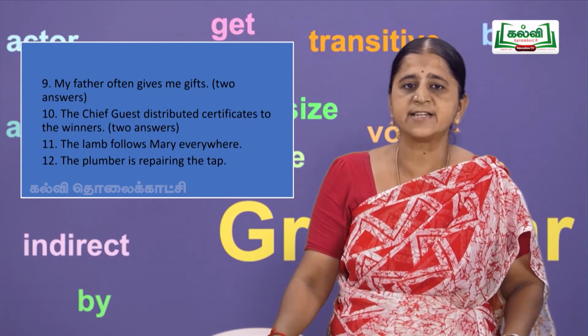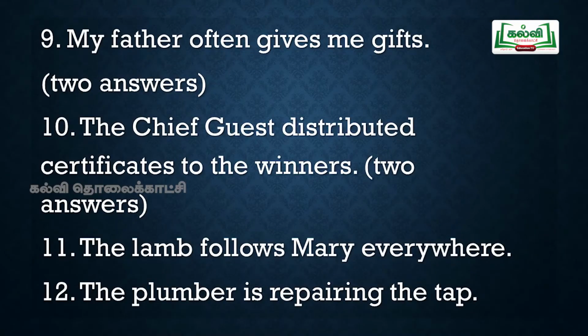Now, look at sentence number 10. The chief guest distributed certificates to the winners. Now, distributed is the verb. So, once again put the question what to the verb. The chief guest distributed what? Answer, certificates. So, certificates is the direct object. The chief guest distributed certificates to whom? The winners. So, the winners is the indirect object. So, again we get two answers in passive.